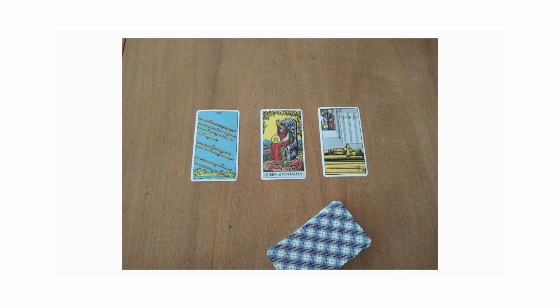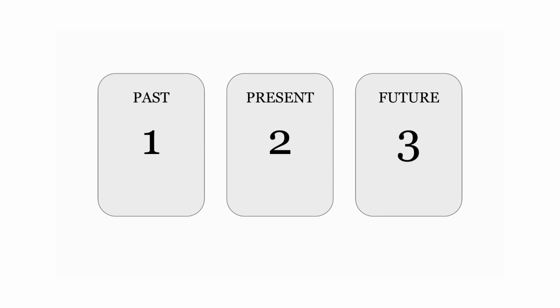As you lay in this spread, think about what each card is speaking to before you turn it and lay it on the table. The card in the first position represents the past. The second card represents the present. And the third card represents the future.